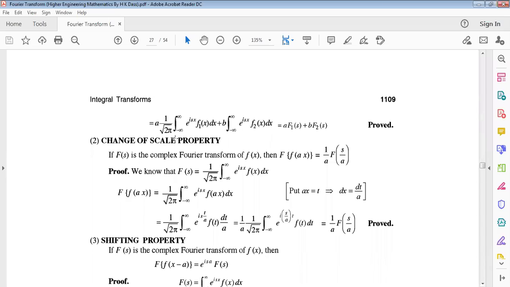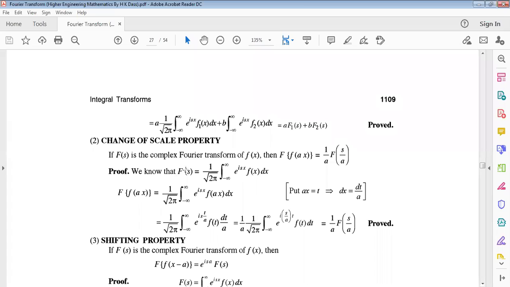Now the change of scale property. If F(s) is the complex Fourier transform of f(x), then the Fourier transform of f(ax) equals 1 by a times F(s by a). This is the change of scale. Actually the constant a changes to 1 by a, the inverse constant, and the parameter changes from s to s by a. This is why it is called the change of scale property.